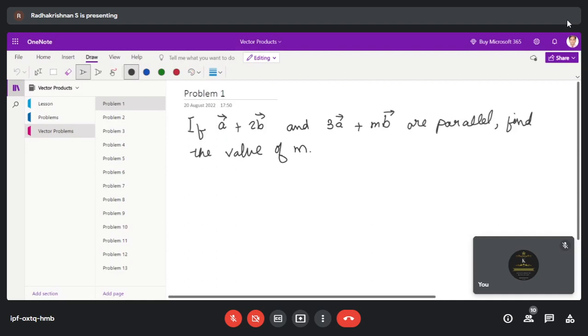If a plus 2b and 3a plus mb are parallel, find the value of m. Any idea how it can be done? Sir, 6 sir. M equal to 6. M equal to 6.